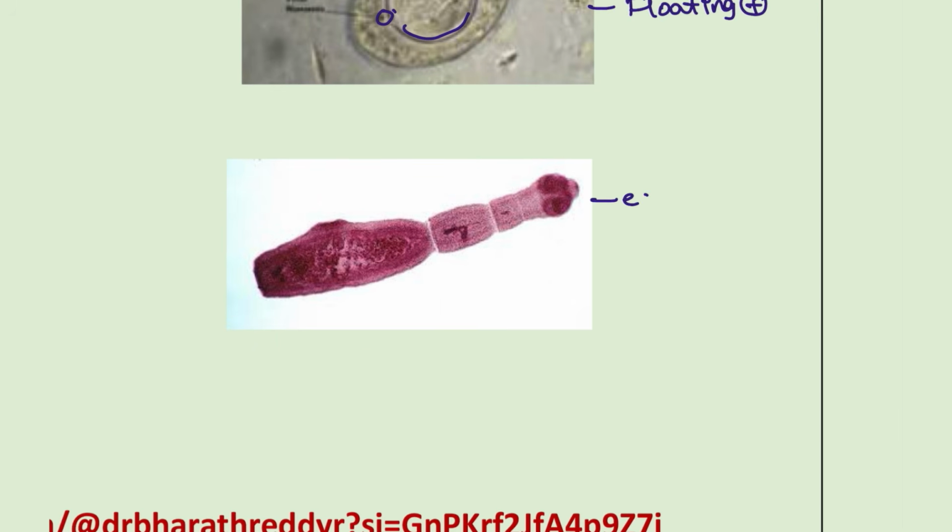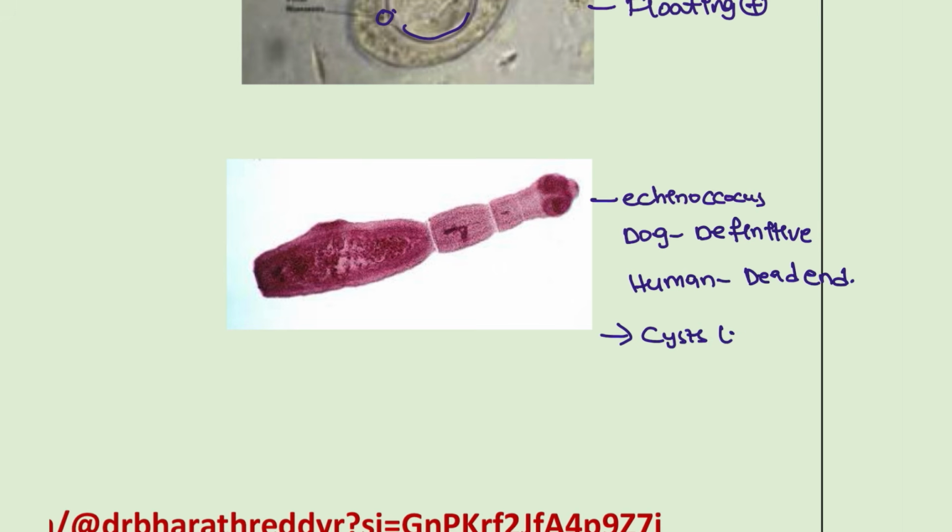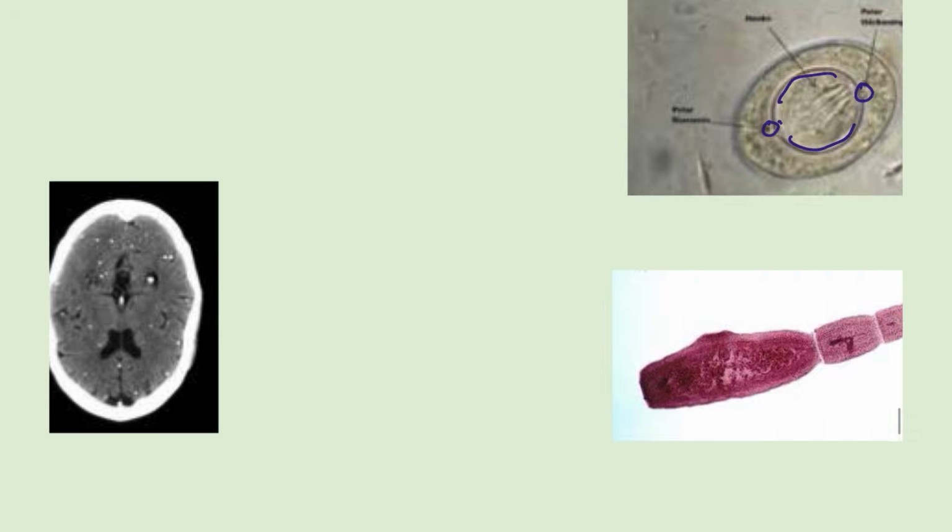Next, this is the Echinococcus. The dog is the main host. The dog is the definitive host, and humans are the dead-end host. For humans, the intermediate host will be seen, and it can cause a cyst in the liver. It can involve the lungs also. What is the treatment that we can do for this patient? PAIR. PAIR is commonly done, that is percutaneous aspiration, injection, and re-aspiration for these patients.